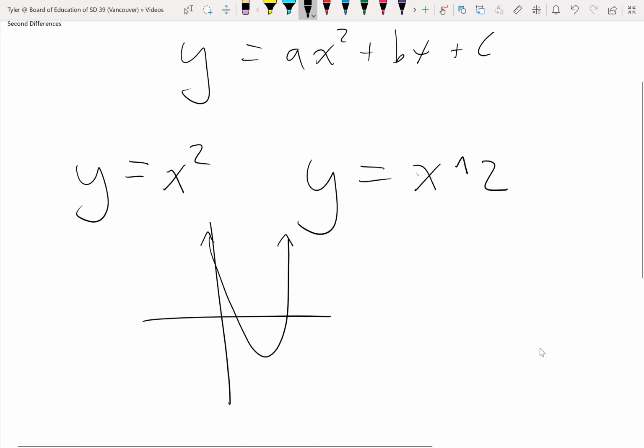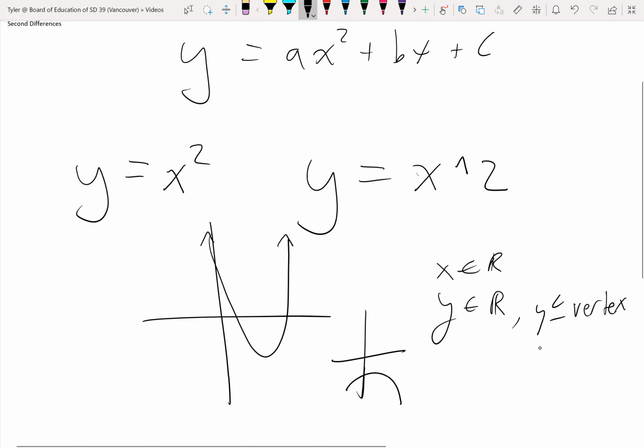First of all, it extends forever. And if you want to think about domain and range, the domain is that it goes forever in both directions. So x is a set of real numbers. The range is that it goes up forever. It's a set of real numbers as long as y is greater than or equal to whatever the vertex is. You also might get cases where it's less than or equal to if you have a parabola that goes like that.